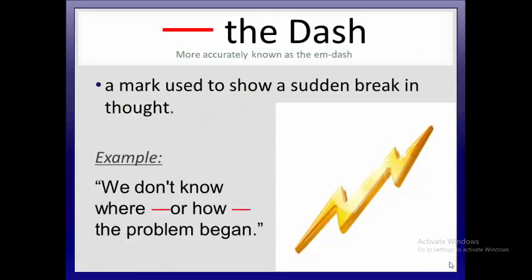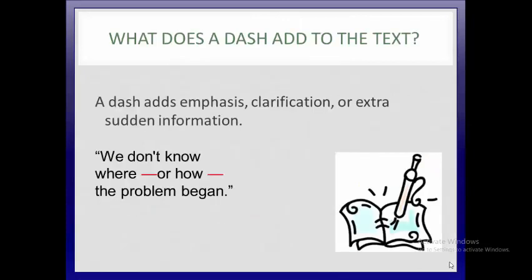The second punctuation mark we have here is the dash. It's a mark used to show a sudden break in thought, like we don't know where or how the problem began. So we use dashes in order to have a sudden break in speech or thought.